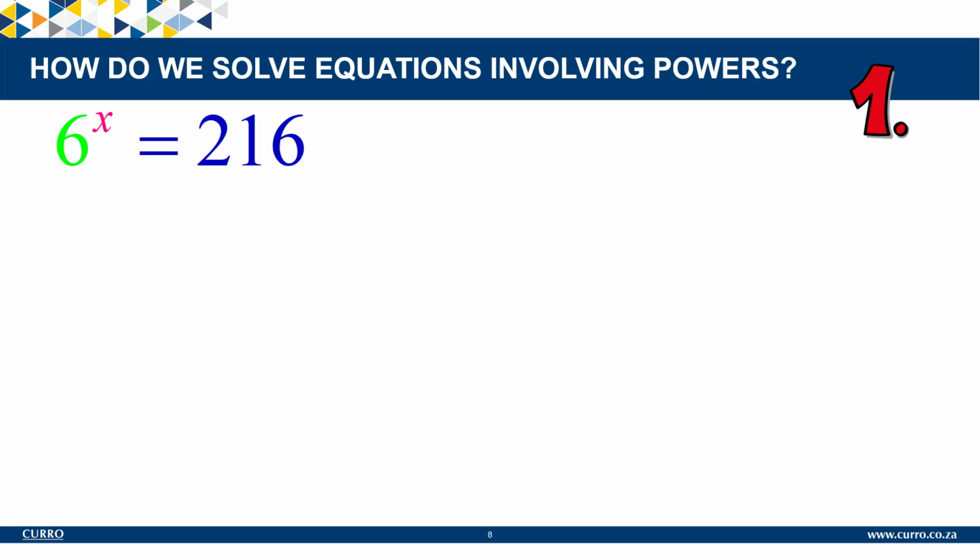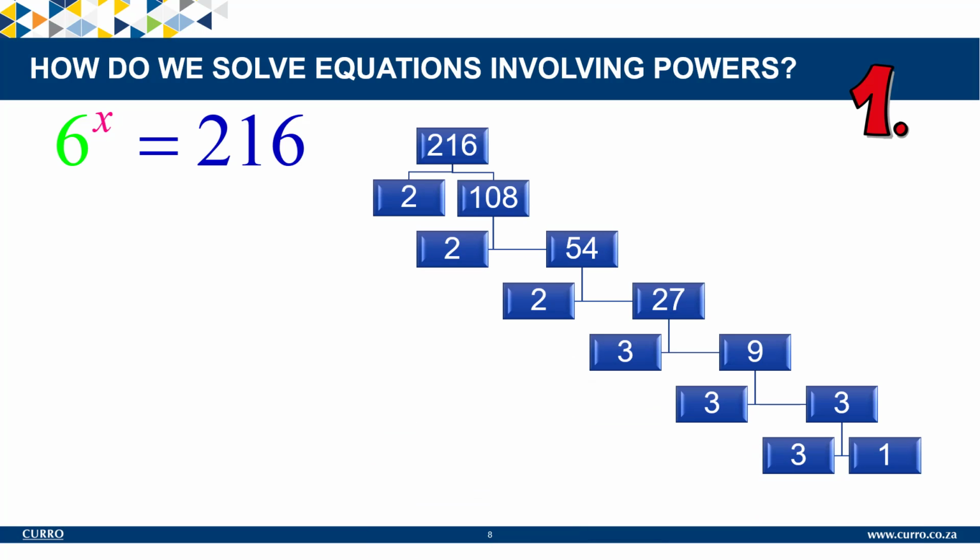6 to the power of x is 216. So if we can get 216, write it as a power with a base 6, then we can say the exponents are equal. But how can we do that without a calculator? Let's use prime factorization. Do you remember in grade 8? So we take the 216 and we divide it by the smallest prime number we can.